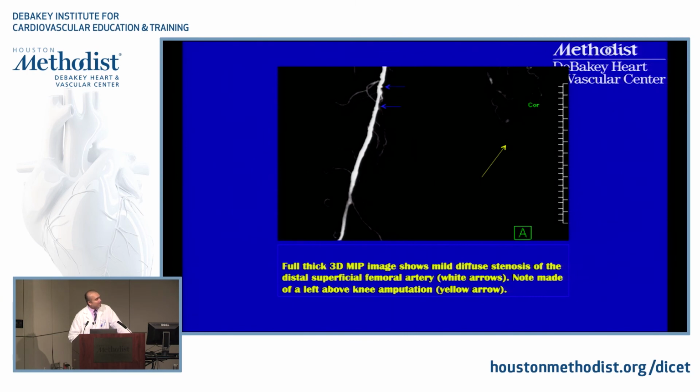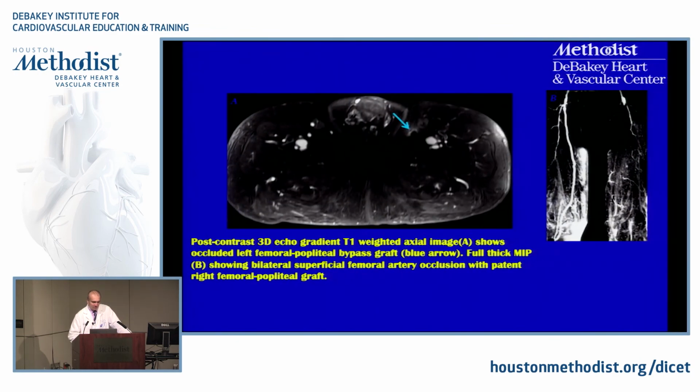Here's an example. I think the answer is already shown there on the bottom, but I have a vessel on the right side. I have my SFA here. There's no vessel on the left side, and that's because this person had an amputation. So always, it's important to make sure you look at everything.